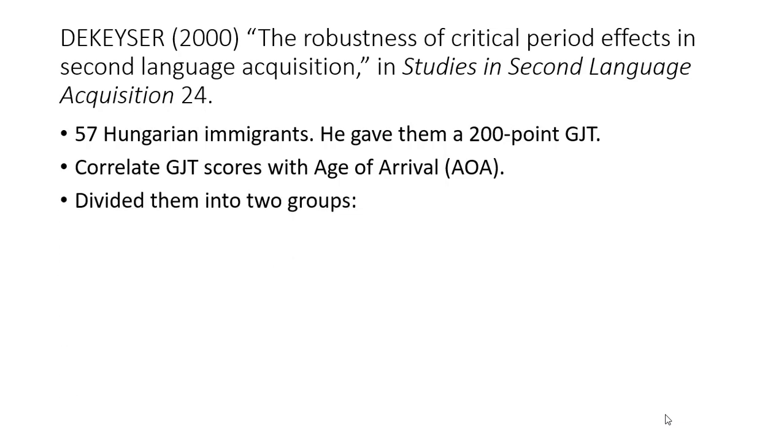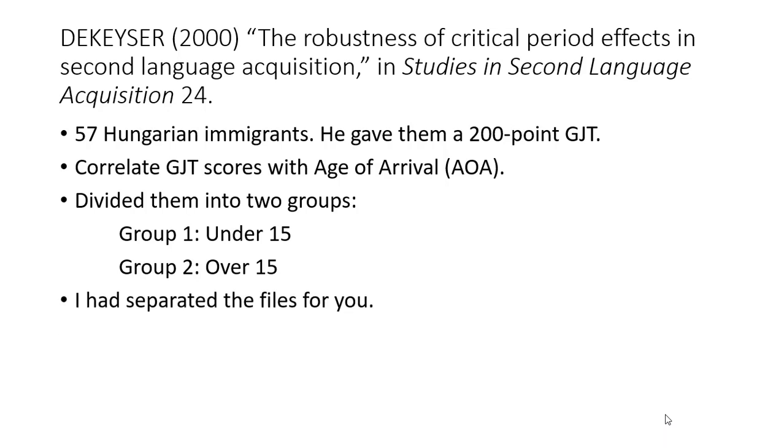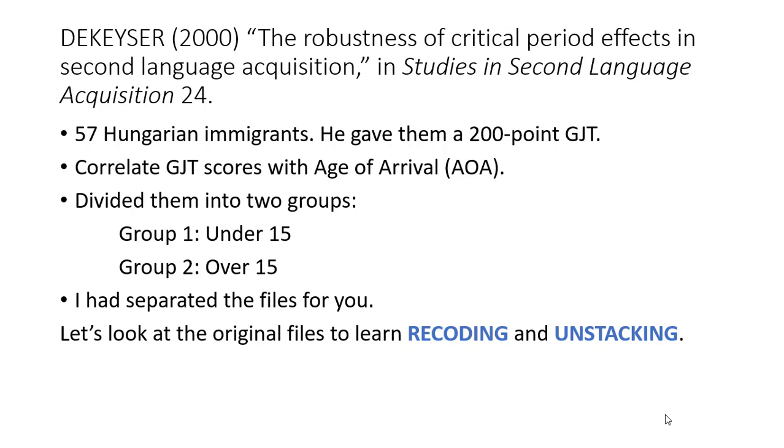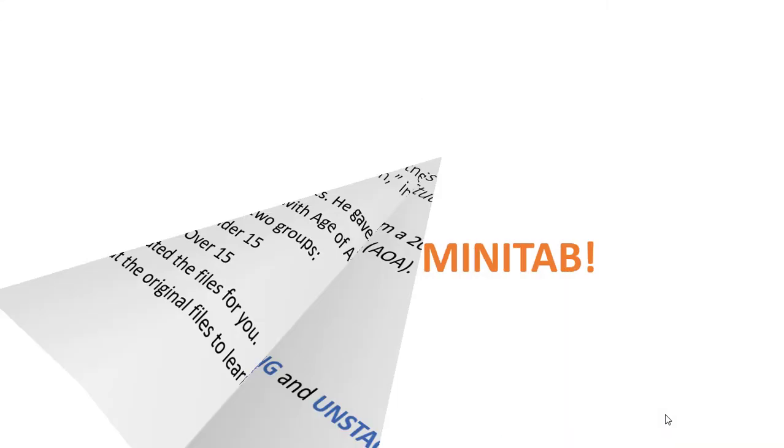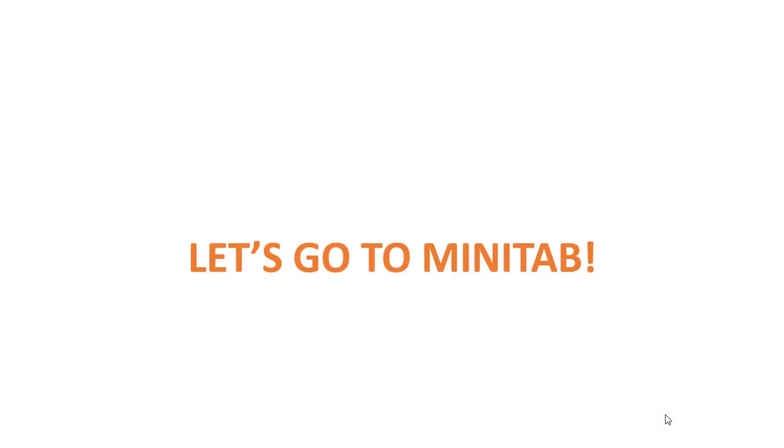And then from the graphs, as we will see, there will be two very clear groups. So there will be a group 1 that is going to be the people under 15, and there's going to be a group 2, which is the group over 15. And when you worked on these data before, I had already separated the files for you. So now we're going to learn how to separate the files so we can use this function in the future. So let's look at the original files so we can learn about recoding and unstacking. Okay, so now we're ready.